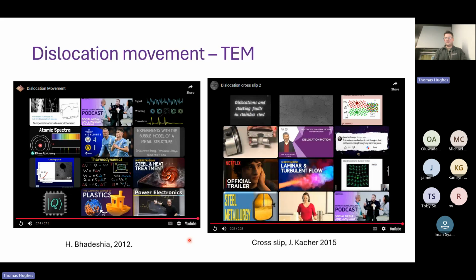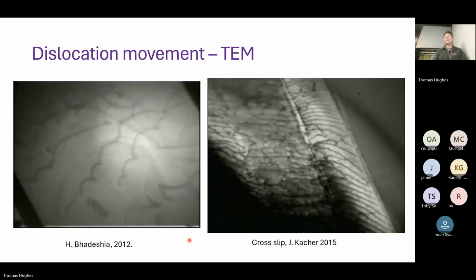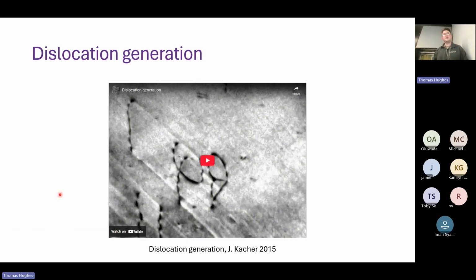And perhaps my favorite of the three is this one, where if you have certain types of dislocations, they can actually generate more dislocations. Oh my God.